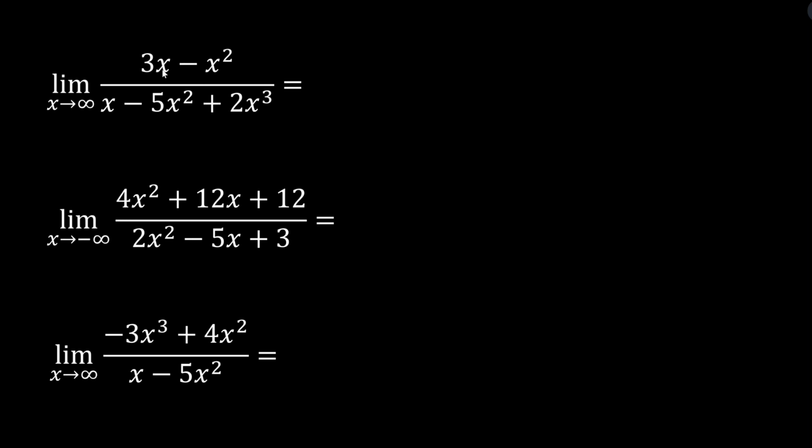Well, these aren't the biggest powers of x, right? What's the degree of the numerator? It's 2. The degree of the denominator is 3. 2 is less than 3. The denominator is growing faster than the numerator. The entire thing's going to 0.